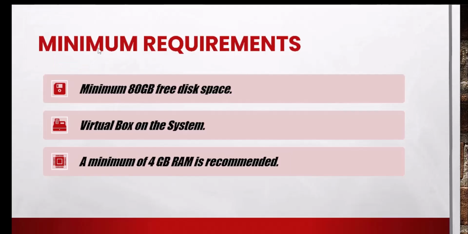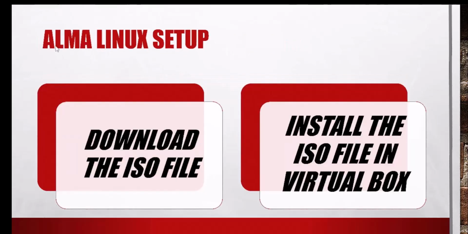These are the following labs we are gonna set up in our today's video. First we will set up and configure AlmaLinux. Then we will set up the Ubuntu lab. So the minimum requirements, we need minimum of 80 GB free hard disk. Then we have a VirtualBox on the system, and a minimum of 4 GB RAM is recommended in order to set up the lab.